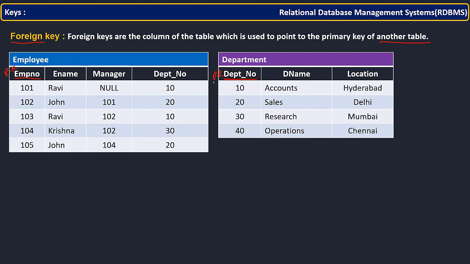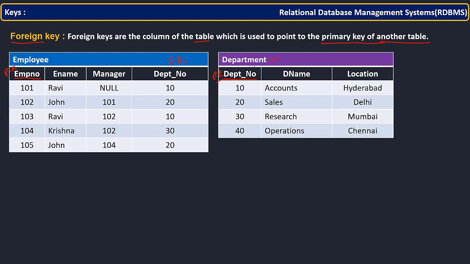So all these values, 10, 20, 30, 20, are the foreign values. Their native is not in this table. Their native is in the department table, simple understanding. That is why department number becomes a foreign key in the employee table. That attribute in the department table is the primary key. So it is the primary key of another table that we are using in some other table. Sometimes you can use it in the same table too. That is not a matter.